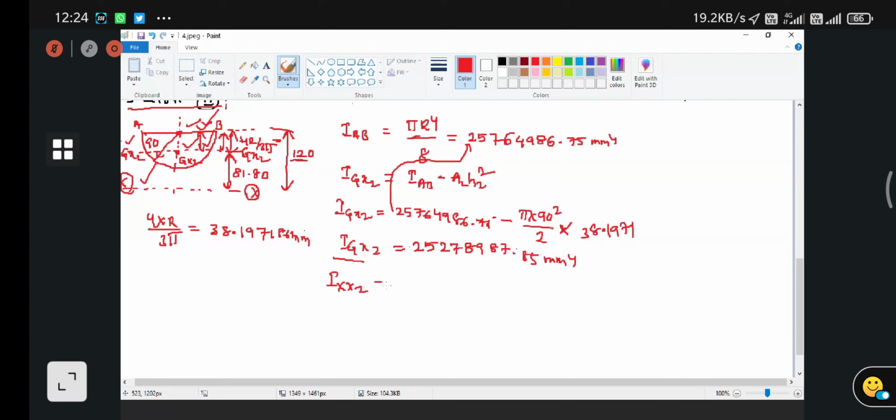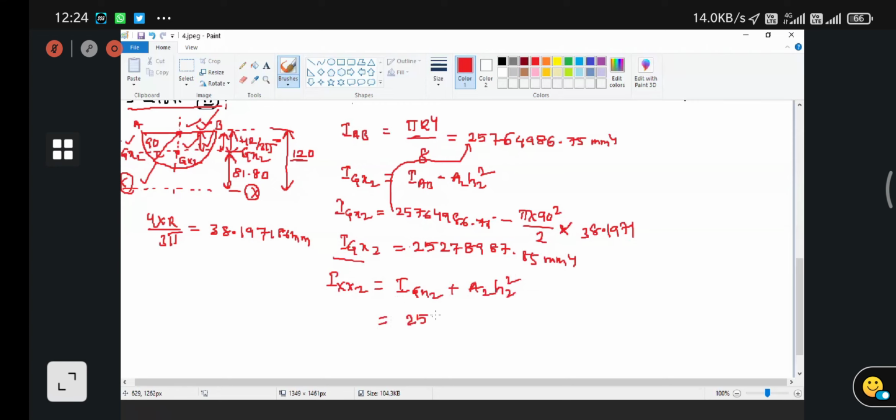So then what will happen? Moment of inertia about central axis. Now I got the value Ixx2 plus area of this thing into h2 whole square. Okay. Now you got the clarity. Yes. Okay. Now Ixx2 value is how much?